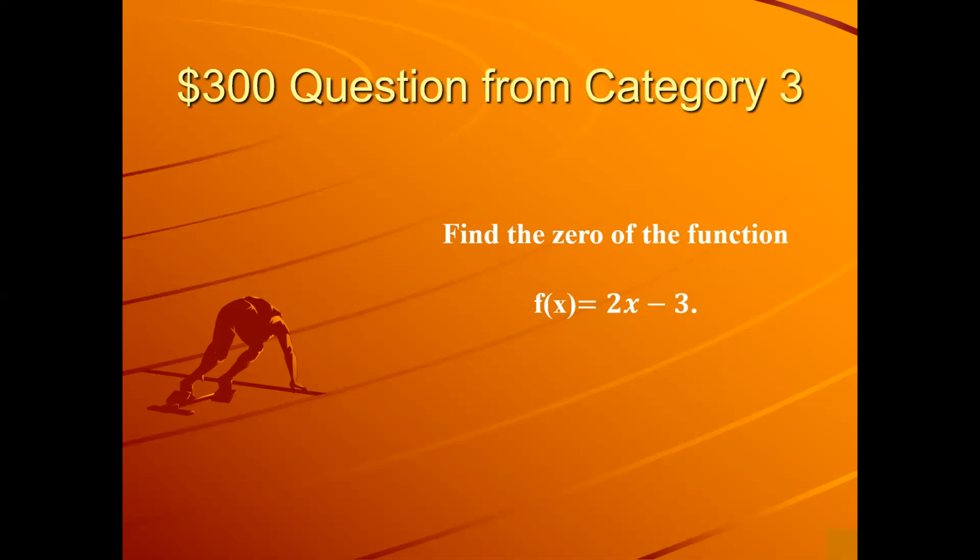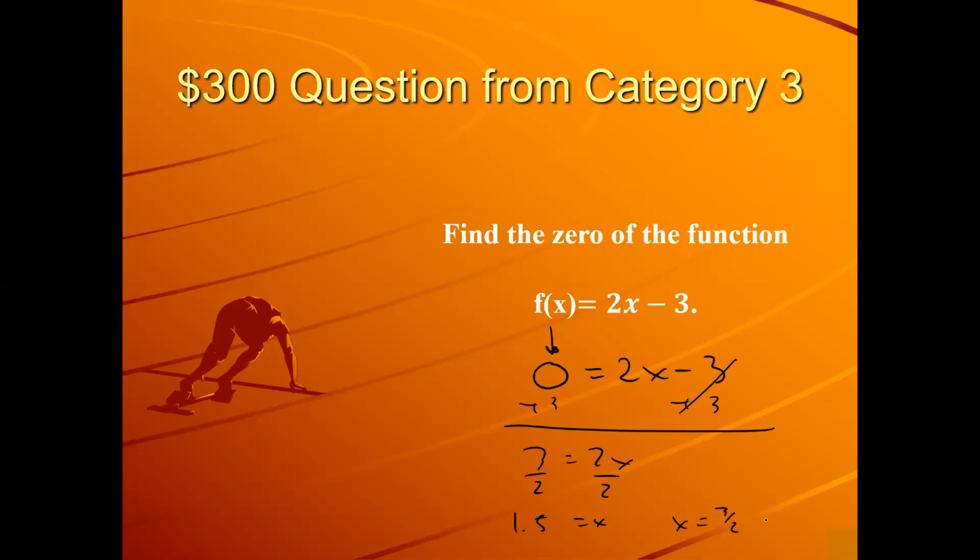Correct. So the zero of the function just says, what x value makes this 0? Are calculators allowed for this? Not for this problem. So in this case, if we were to solve it here, we get 3 over 2 divided by 2, and we get 1.5. Yes. Or 3/2 is fine, or 1 1/2. Any one of those answers would be perfect.